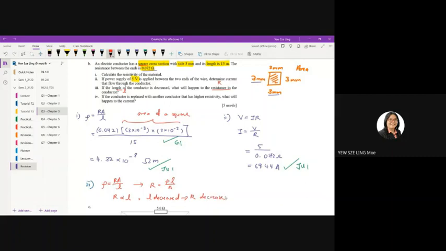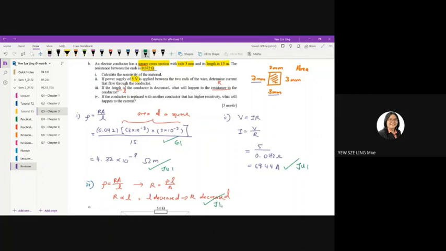Okay, R also decreases. So that is the answer for question number 3. This is just a very simple question, so you just get 1 mark for it, because it just asks you what will happen. It didn't ask you to explain. But of course, you need this step in order to identify.